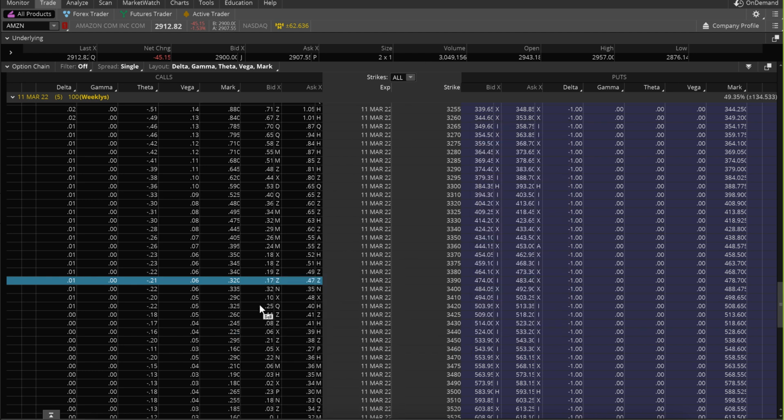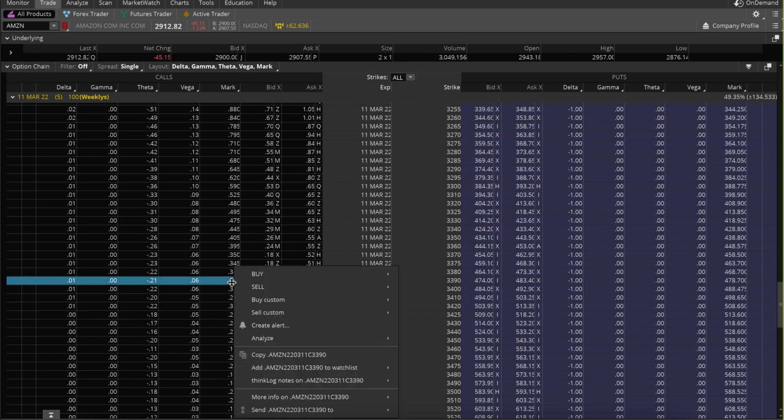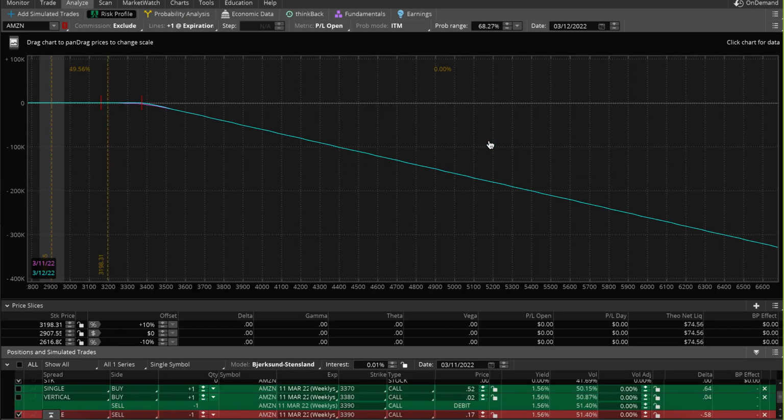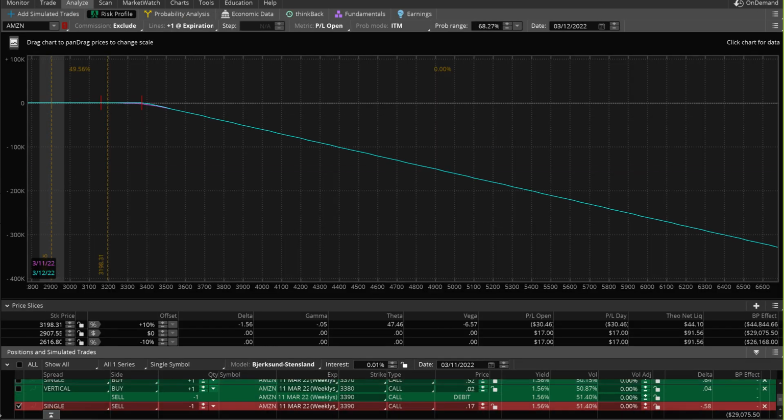Oops. So go here, analyze sell trade, right? Single. So now it's showing us a scenario for us selling the 3390, right? In the vertical put, we were buying the 3380 and selling the 3390, right?